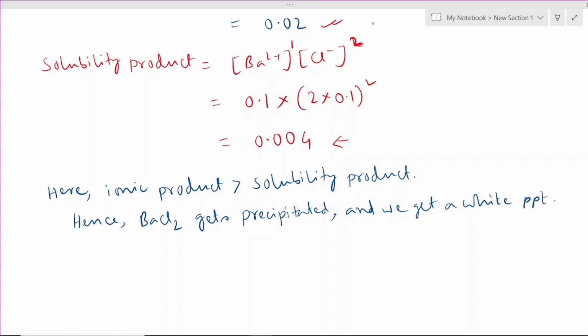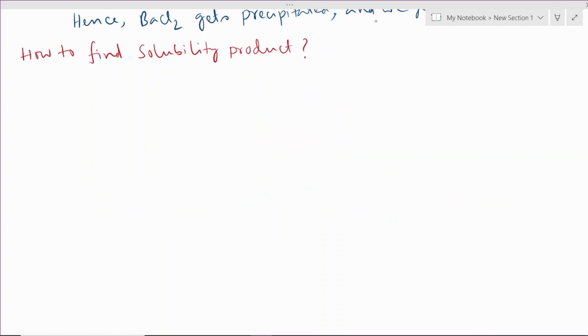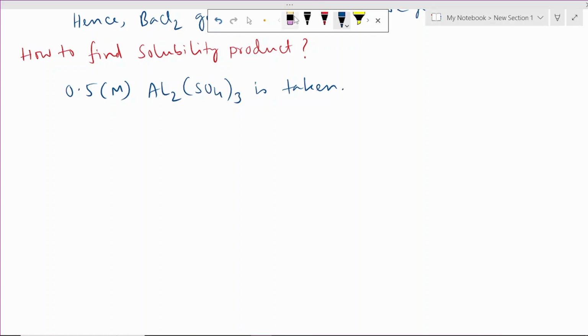Now how can we find the solubility product? Well, here I am not going to tell you any formula because it is easier to understand the method than remembering a formula. We will understand the method of finding solubility product by an example. Suppose an aqueous solution of 0.5 molar aluminum sulfate is taken.